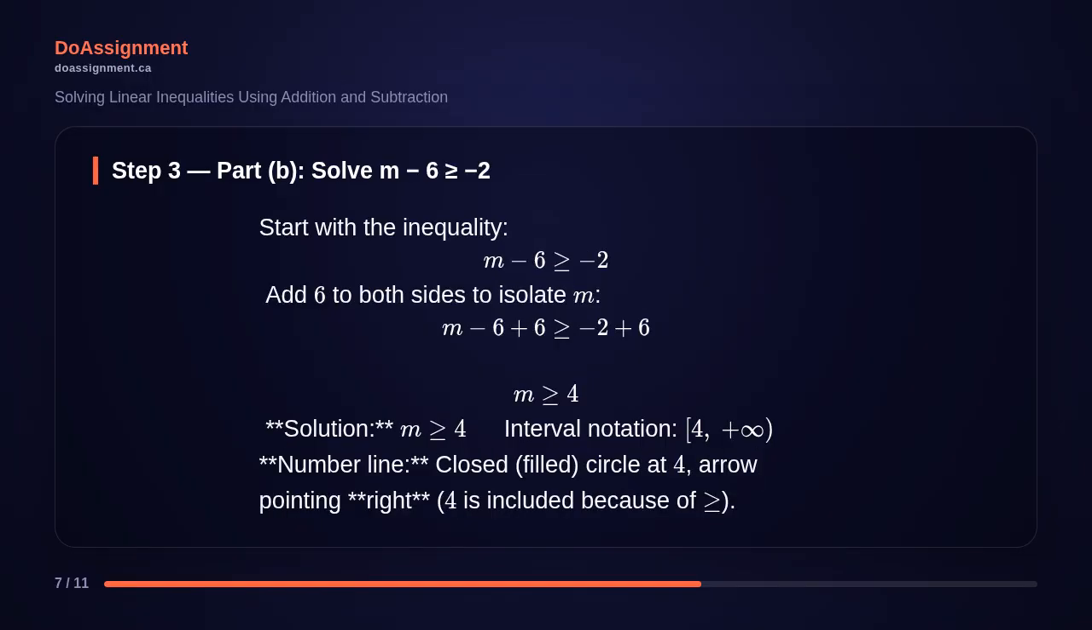For Part B, we have m minus 6 is greater than or equal to negative 2. We add 6 to both sides. On the left, negative 6 plus 6 cancels, leaving m. On the right, negative 2 plus 6 equals 4, so m is greater than or equal to 4. This time, the circle on the number line is filled in because 4 is included in the solution.